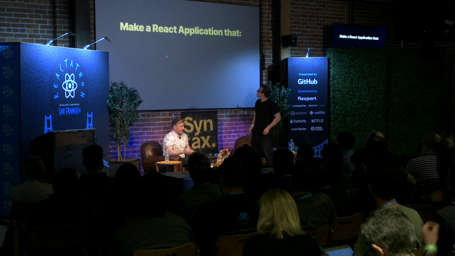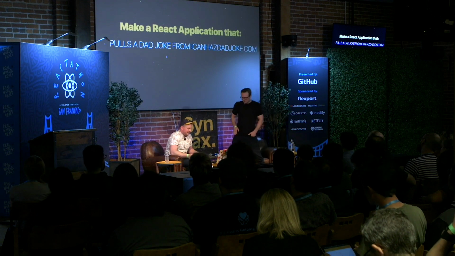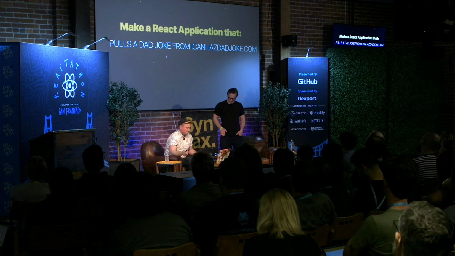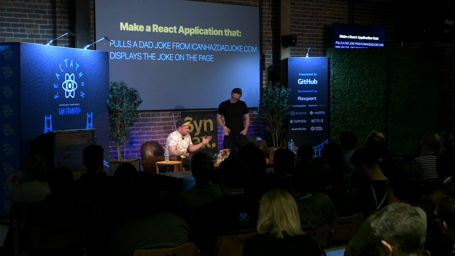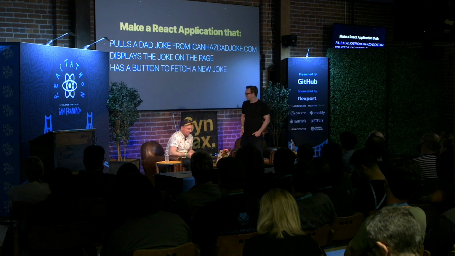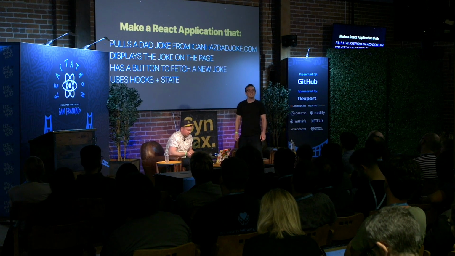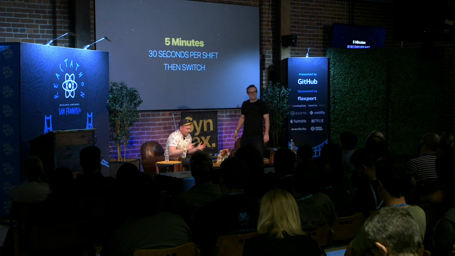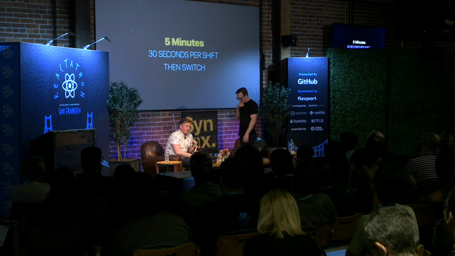So the idea of the application is that it's going to pull a dad joke from the API, icanhazdadjoke.com. It's going to display the joke on the page. We'll have a button to fetch a new joke. And then it must use hooks and state to do all of this. So we've got 35 minutes maximum.